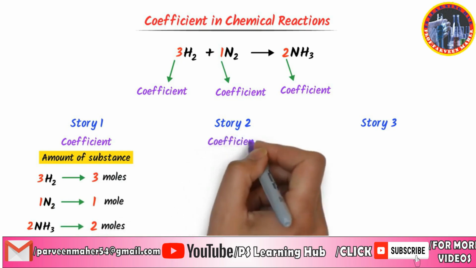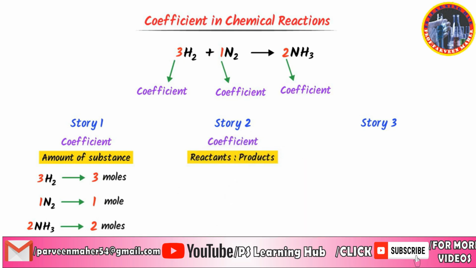Secondly, coefficients represent the ratio of reactants to products. For example, I write hydrogen gas ratio to nitrogen gas to NH3. We know that the coefficient of hydrogen gas is 3, that of nitrogen gas is 1, and that of NH3 is 2. Hence, this is the ratio of reactants to products.